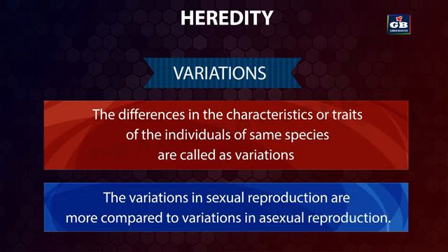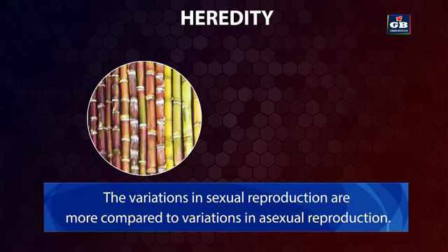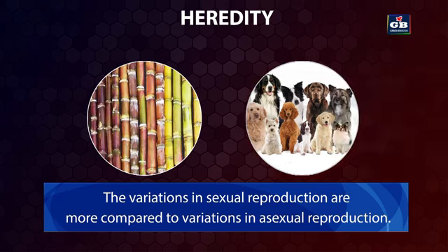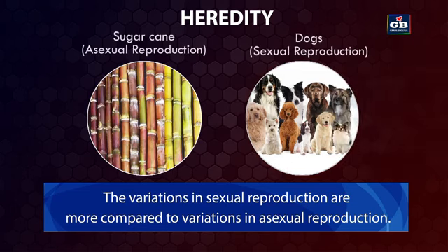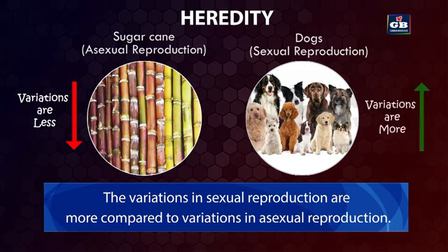in asexual reproduction. Here is a group of sugarcane plants that reproduce by asexual reproduction, and here there is a group of dogs that reproduce by sexual reproduction. We notice very few variations among the sugarcane plants, but we can observe a lot of variations among this group of dogs.